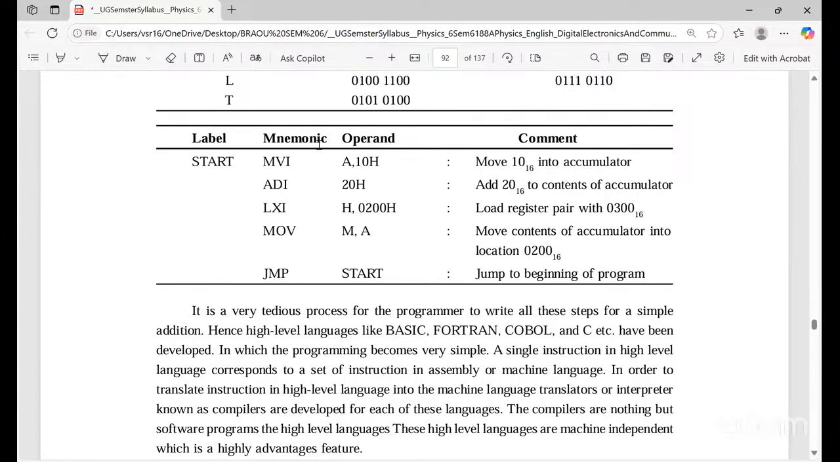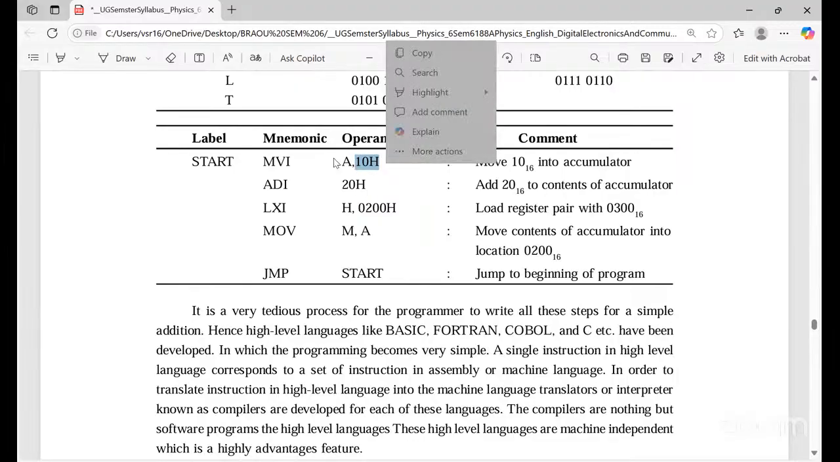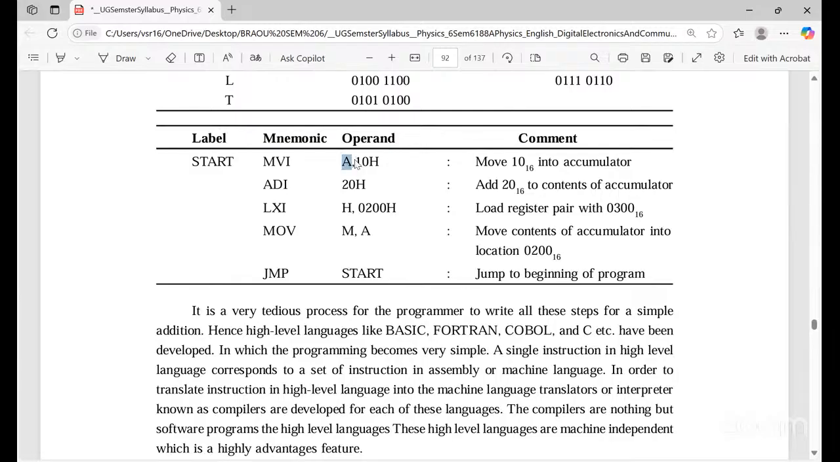In label start, mnemonic and operand, comment. So MVI, operand is A comma 10H. MVI means move immediately: you can store the 10H hexadecimal number into register A, the accumulator. Accumulator is nothing but a register, that is A. So there you move immediately the hexadecimal number 10 into the register A, accumulator.